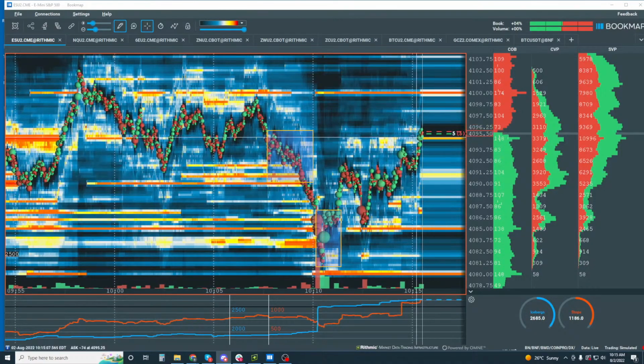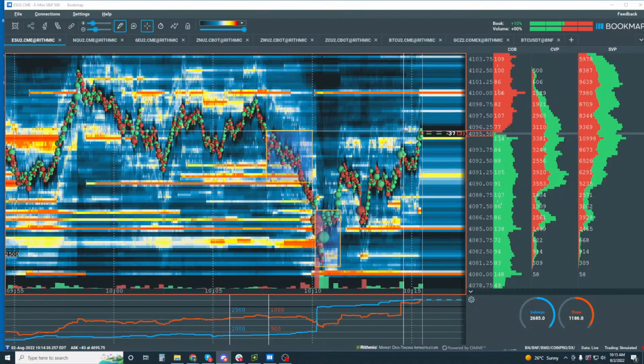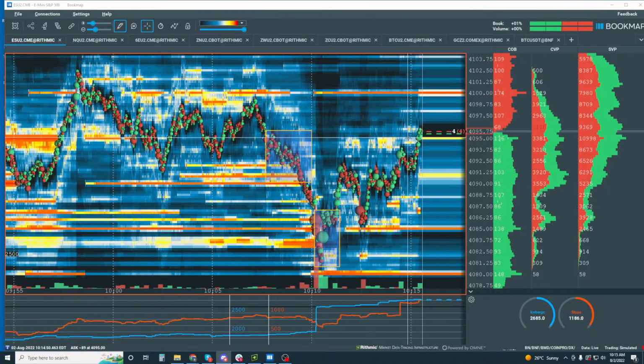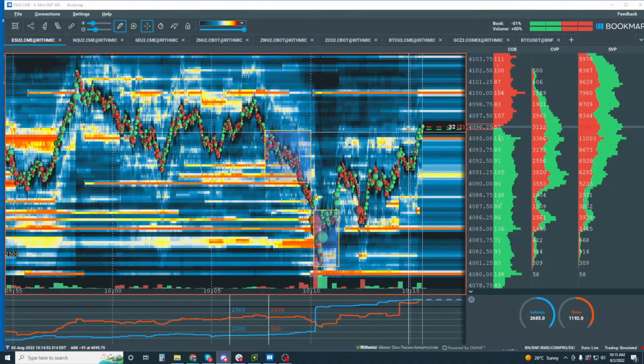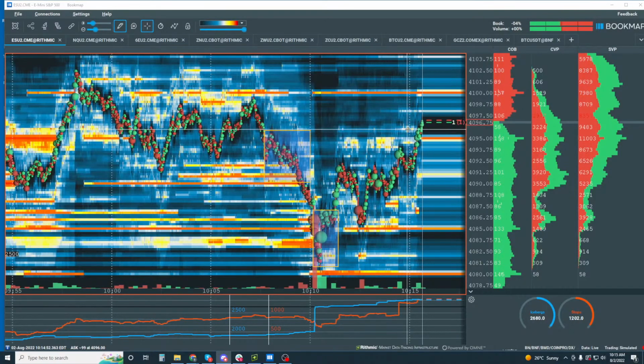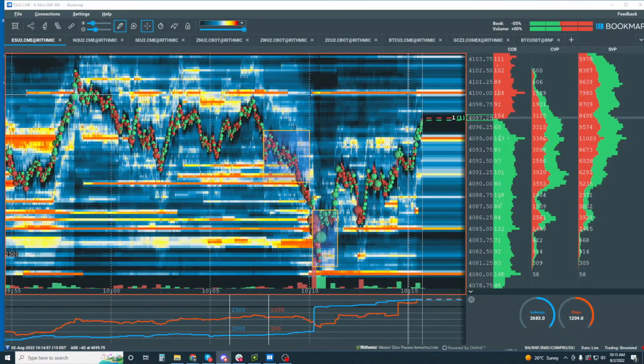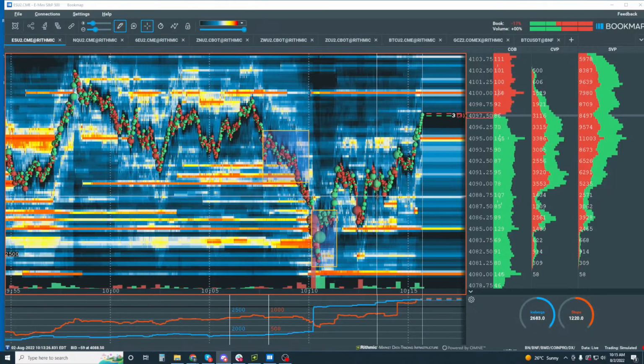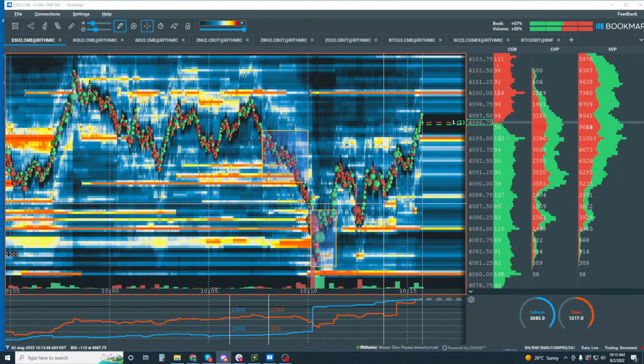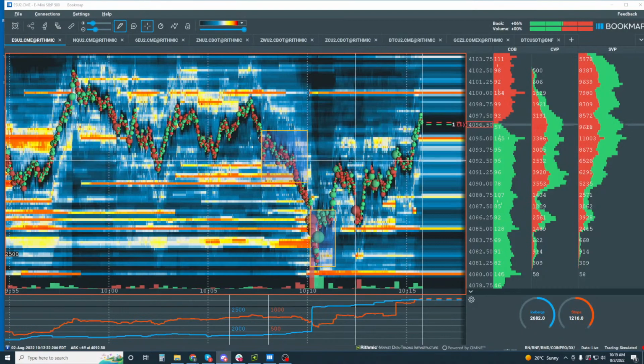Beautiful move up into our 96 level, basically. Okay, still finding some buyers here. Maybe we can get up to the figure here. Do you guys have any questions on this?